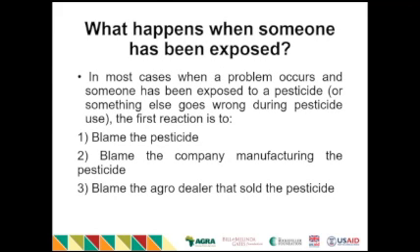Something that we find very interesting as manufacturers and people selling pesticides is what happens when somebody has been exposed, or something else goes wrong during the pesticide application and somebody has now been overexposed. What we find in the field is that the first thing that happens is people blame the pesticide. It's the pesticide that has, let's call it, poisoned this person. And then, of course, the second thing is to blame the company that's manufacturing the pesticide, and together with that, blame the agro dealer who sold that pesticide for this overexposure incident.